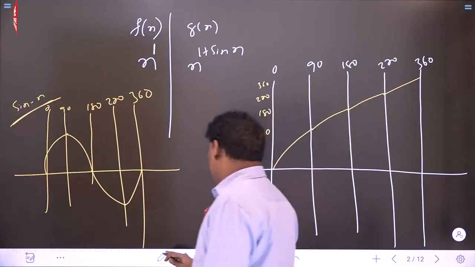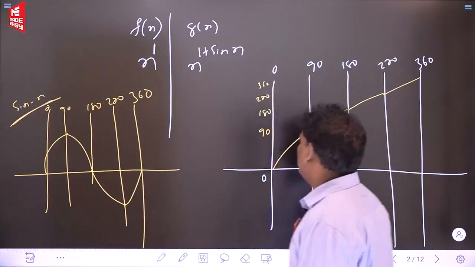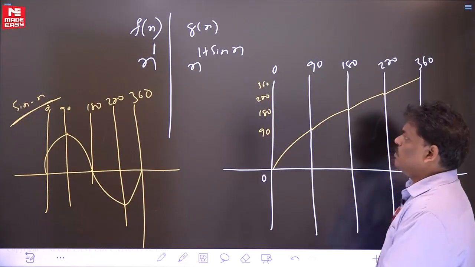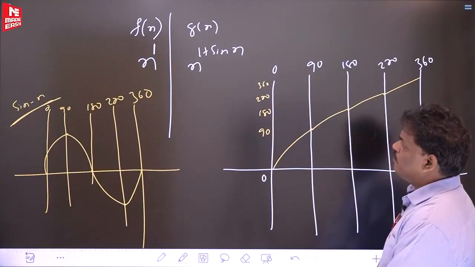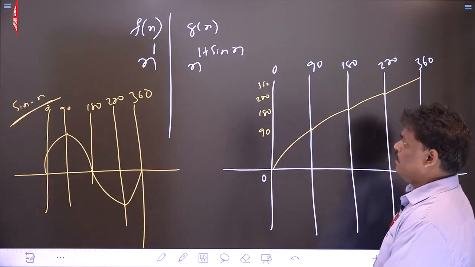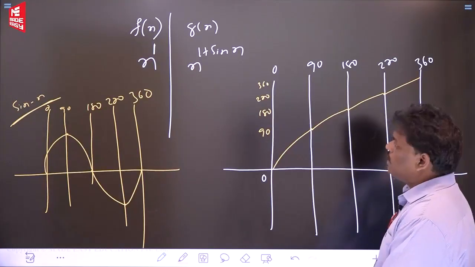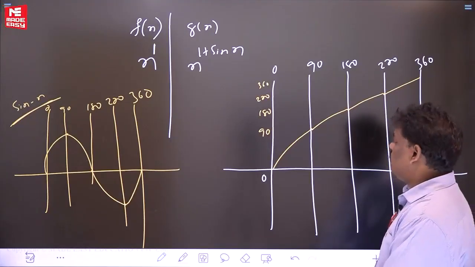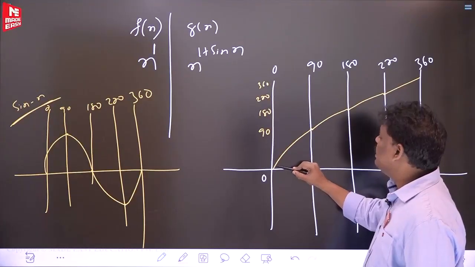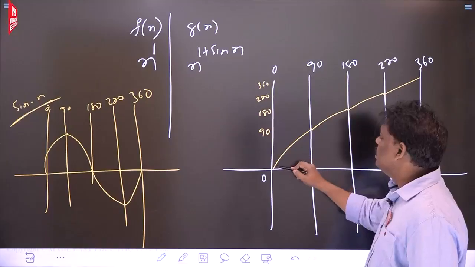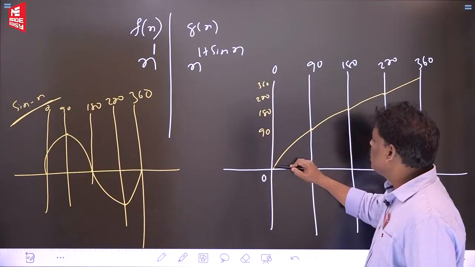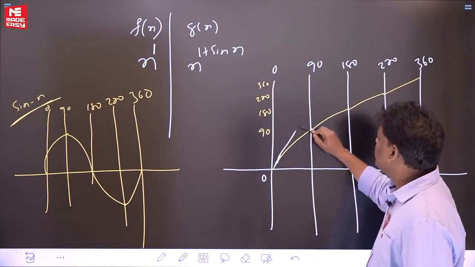Let's go to G of n. At 0, it is okay, 0 power anything is going to be 0. Let's go to 90 onwards. What is sin 90? Sin 90 is 1, so 1 plus 1 is 2. At 90, the behavior is 90 square. At 90 degrees it will grow like anything. 90 square is a very big value. Forget about this area, 90 degrees onwards we are concentrating. At this place it is very big.